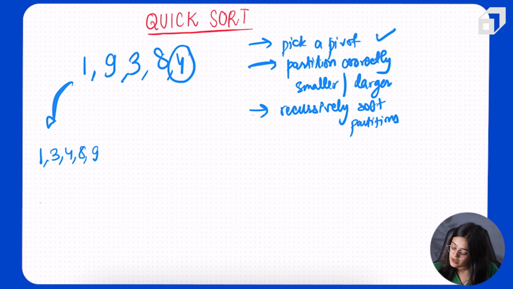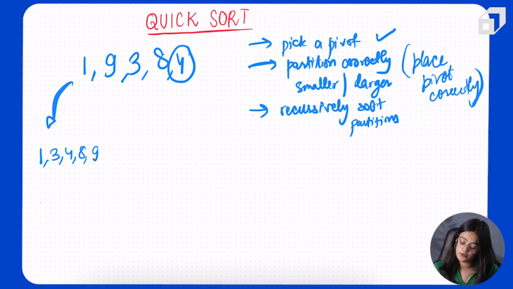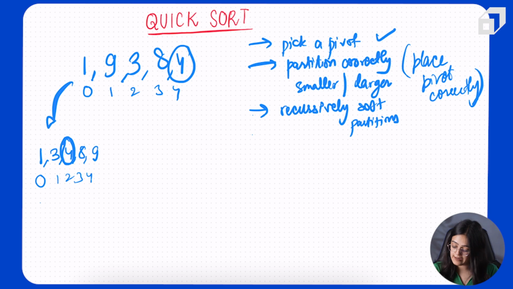Now, our first step is done: pick a pivot. The second step was to partition correctly: elements smaller than 4 to the left side and larger elements to the right side. It also means placing the pivot at the correct position. So now our task is to bring 4 to its desired position. This was our initial array and this is our desired array. The desired position of 4 is index 2. So we have to bring 4 to index 2.